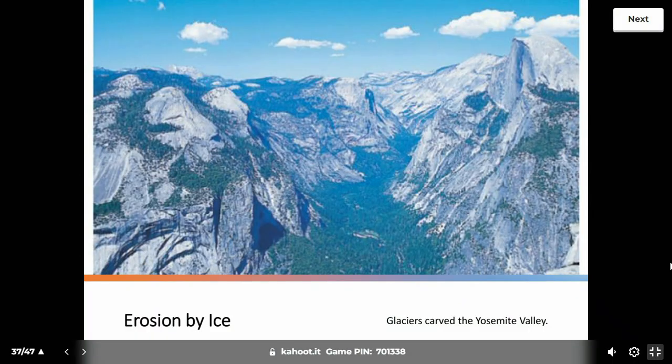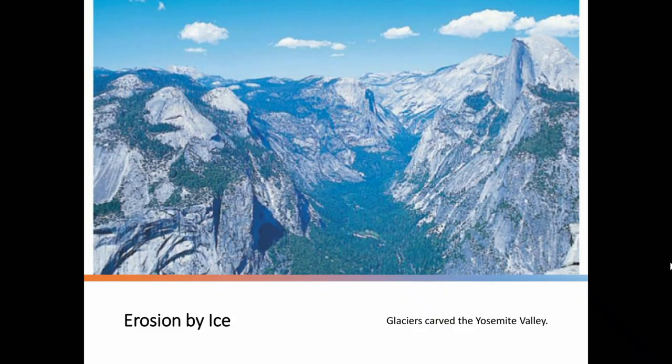Glaciers can also carve out landscapes. So this is Yosemite Valley, and during one of the ice ages, there were huge glaciers extending pretty far south on the surface, or pretty close to the equator on the surface of the Earth, and so those glaciers carved out the softer rock and left behind the rock that was harder than the ice was.